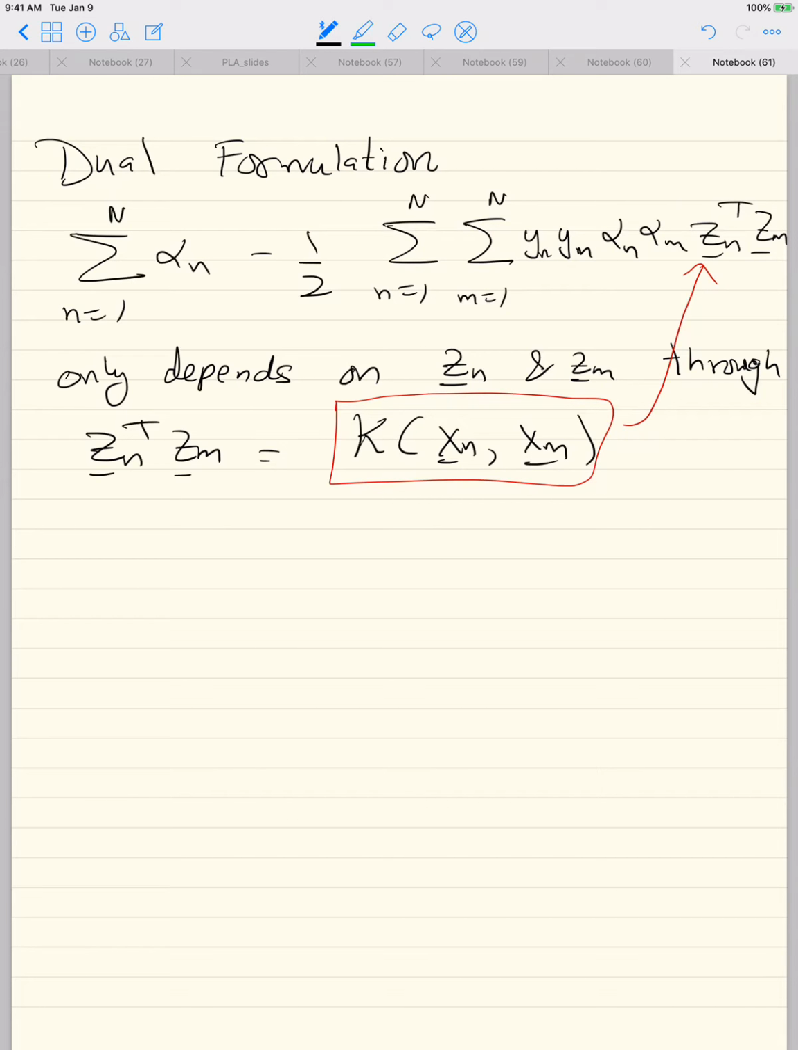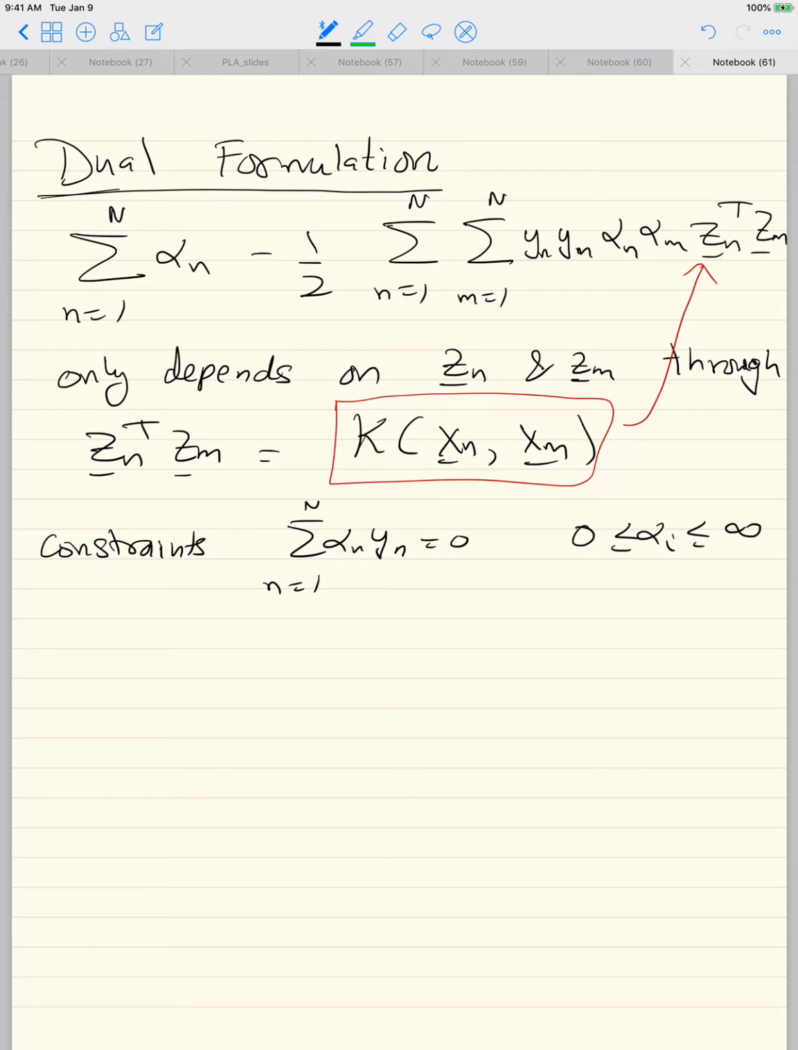The remaining constraints don't even depend on the z and x vectors. So the entire dual formulation can be solved easily with the same complexity as was needed to solve when we did not do the nonlinear transformation. So this can be solved easily using the kernel function.